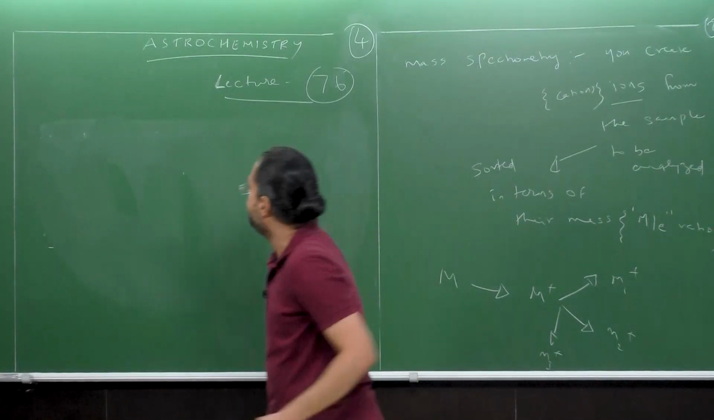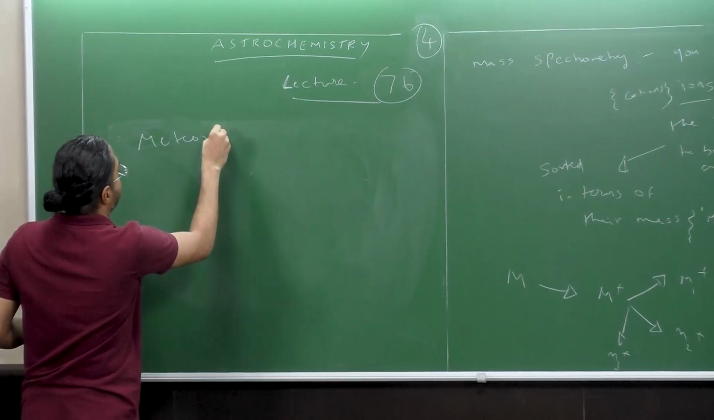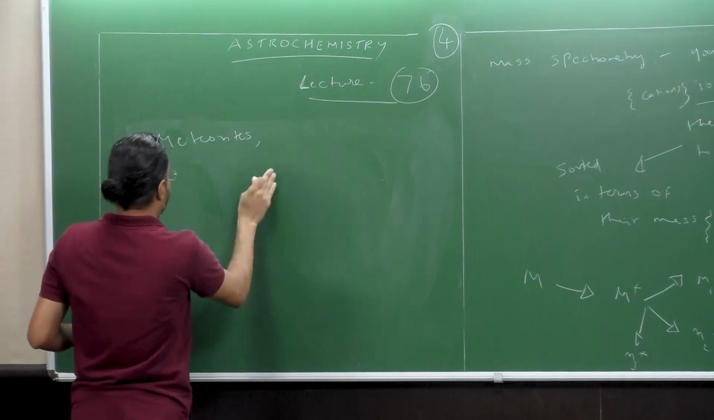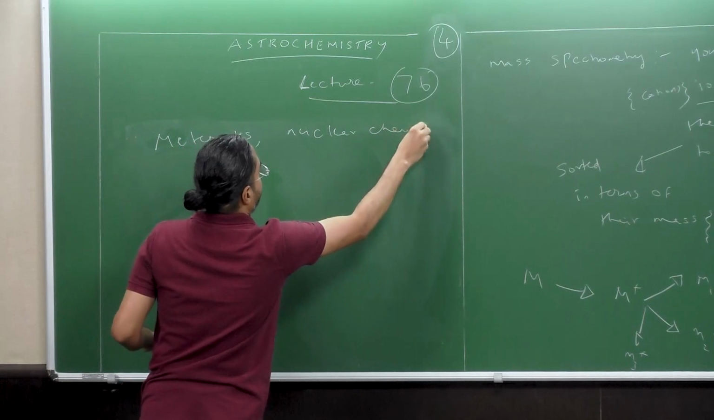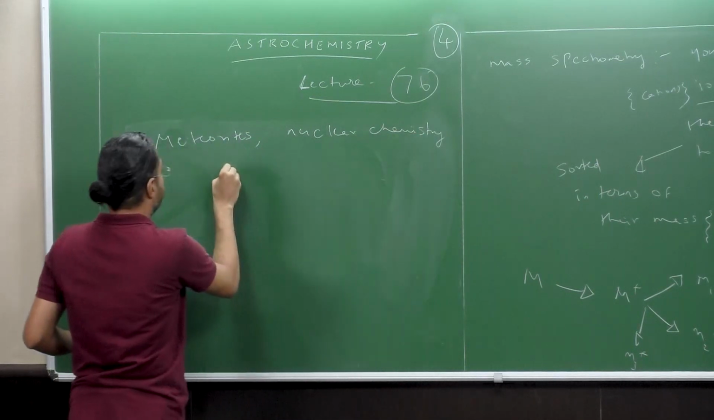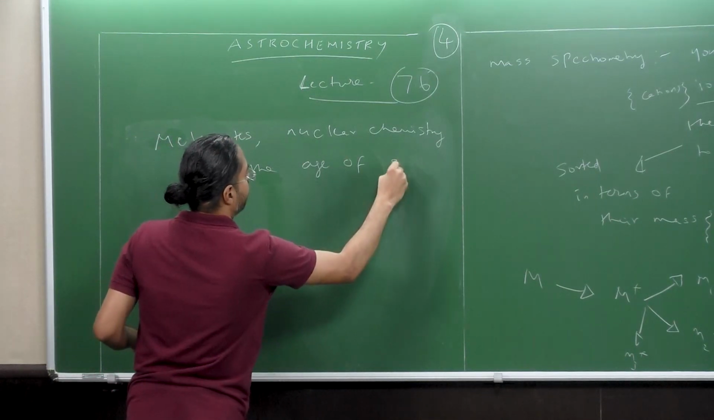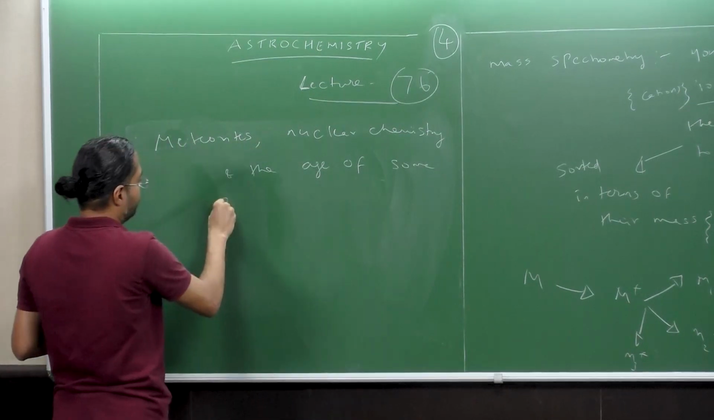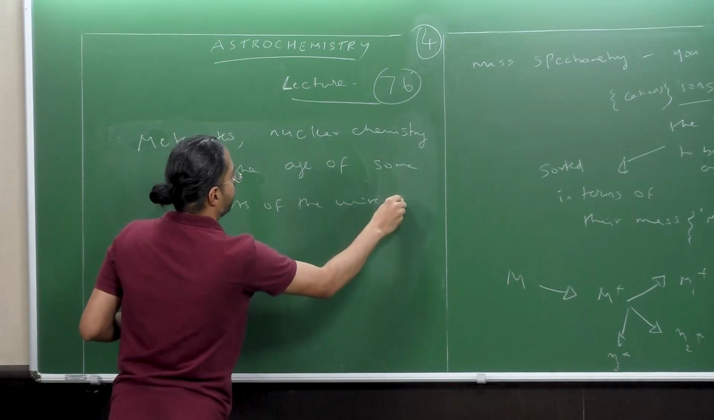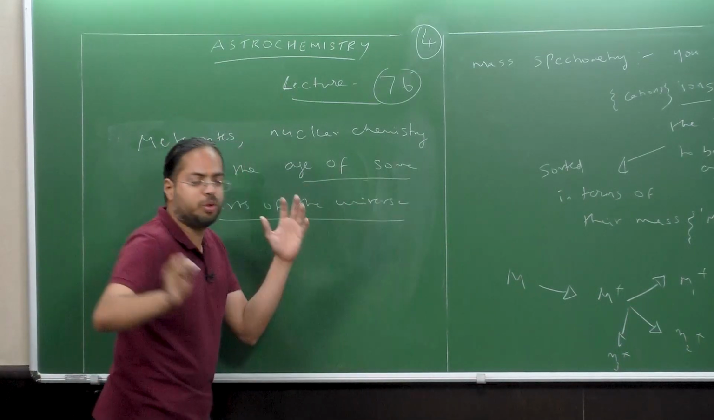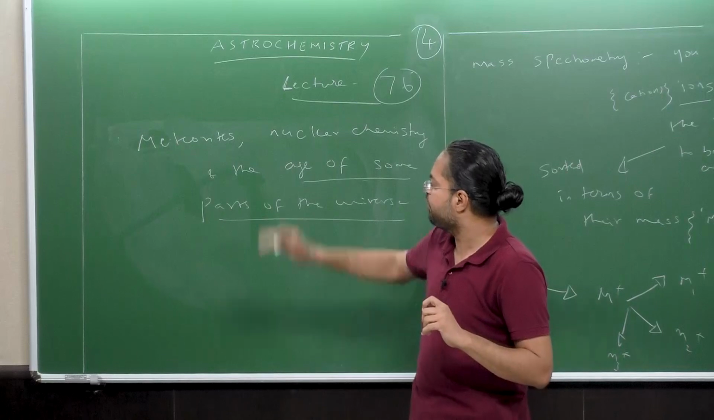So this module is going to be meteorites, nuclear chemistry, and the age of some parts of the universe. I'm not saying the complete universe, but some parts of the universe could be figured out from this. Okay, so this is what we'll be looking into next.